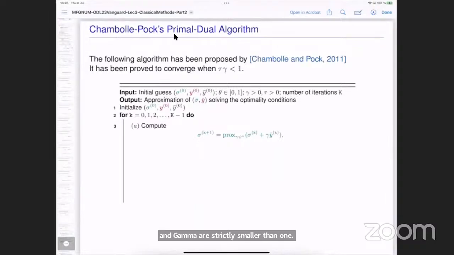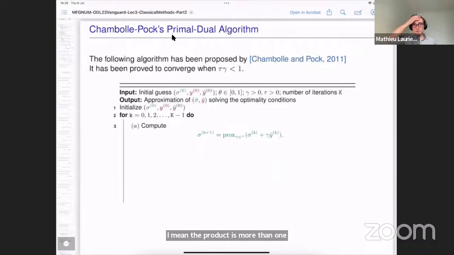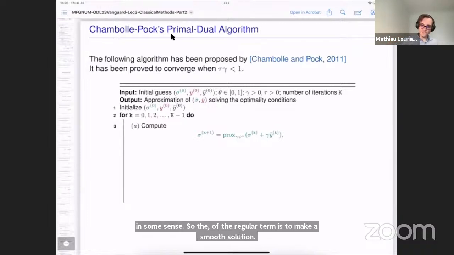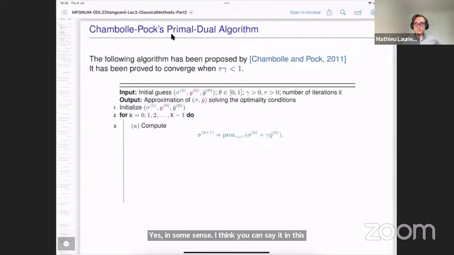Mathieu, there is a question. Yes, in some sense. So the aim of the regularization term is to make smooth the solution. Yes, in some sense. I think you can say it in this way. And to, yes, and to have a strict convexity.